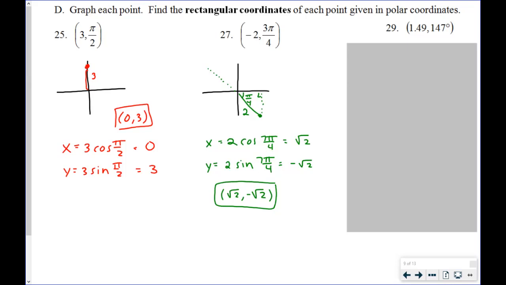Okay, so the interior angle here is pi over 4 because this whole angle is 7 pi over 4. So what's left? That whole thing is 7 pi over 4, so it's just pi over 4 left. Didn't really need to know that, I just marked it on the graph.